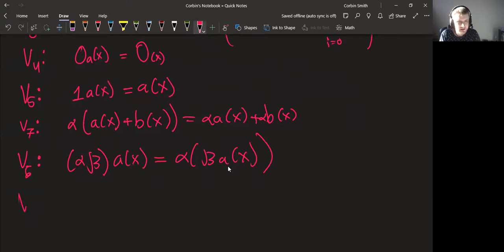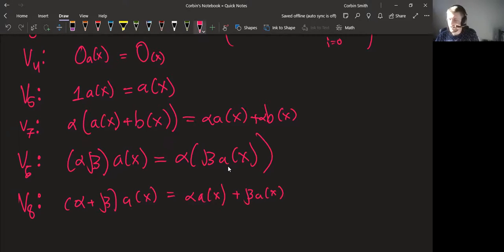Okay, so then the final property of a vector space is that alpha plus beta times a polynomial. Why does it say the square root of 3? Where do you see the square root of 3? Look, the square root of 3. No, that's a beta. What's so special about square root of 3 in this vector space? There is nothing special about square root of 3. That's a beta.